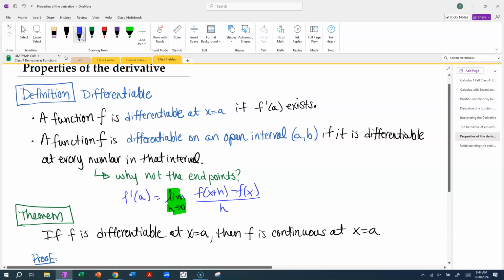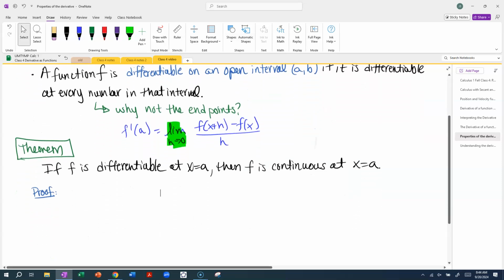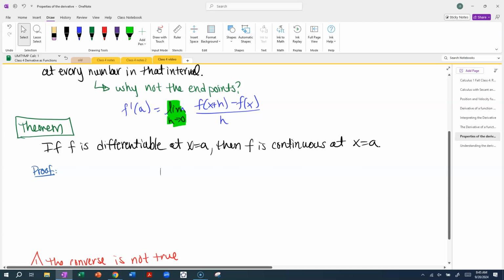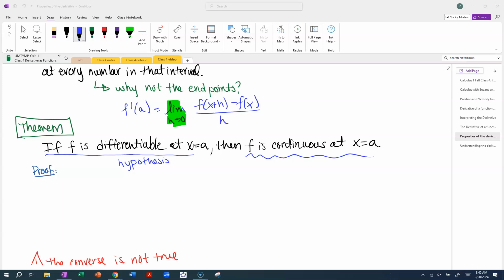Okay, now, a very important theorem. And if you mix this up, this is going to be not good for you. We have a theorem that says if it's differentiable, then it's continuous. This is what I would call our hypothesis. We know this is true. We assume this to be the case. And then what follows, this continuous piece, would be a conclusion. So if we can show that it is differentiable, then we can automatically say, yep, it's going to be continuous.